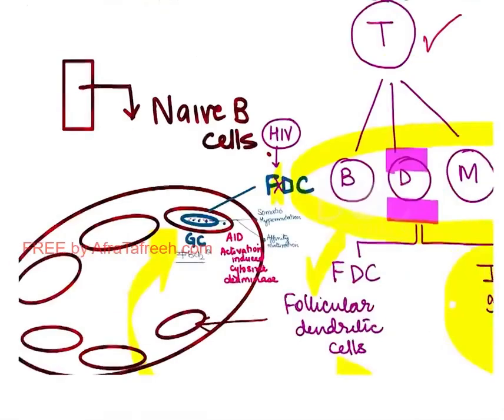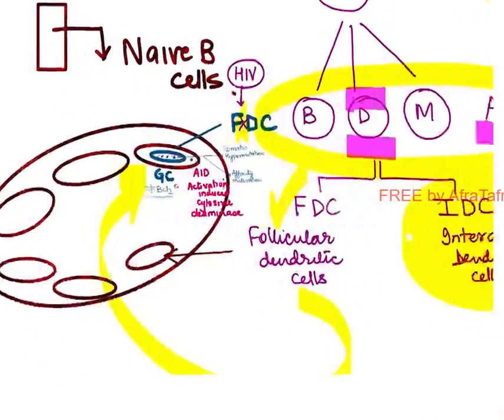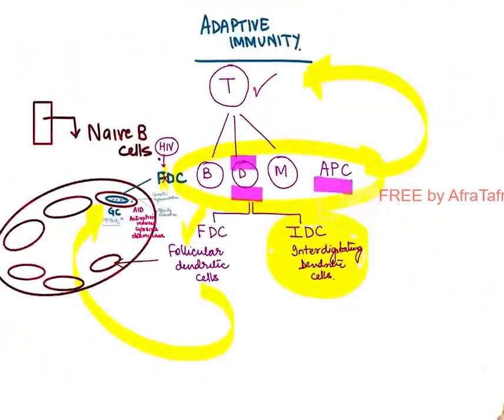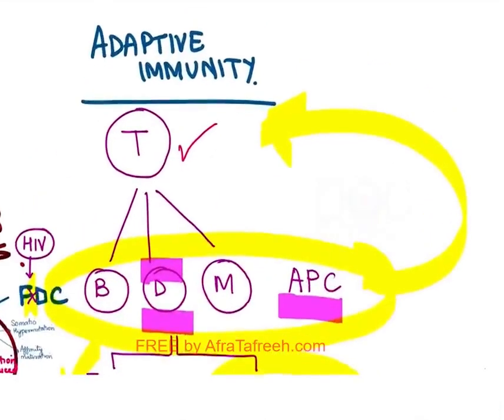Do you understand that? So that's about your antigen presenting cells. What are the antigen presenting cells? Three: B lymphocytes, dendritic cells and macrophages. In dendritic cells we also have two types: follicular dendritic cells and interdigitating dendritic cells. Perfect. Now let's come to the T cells.